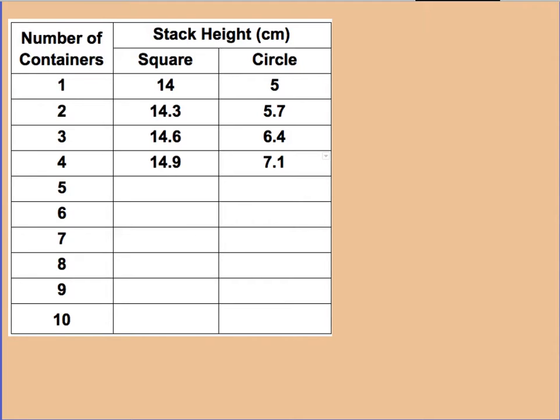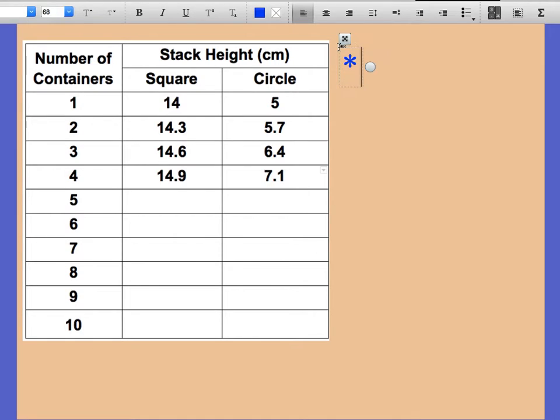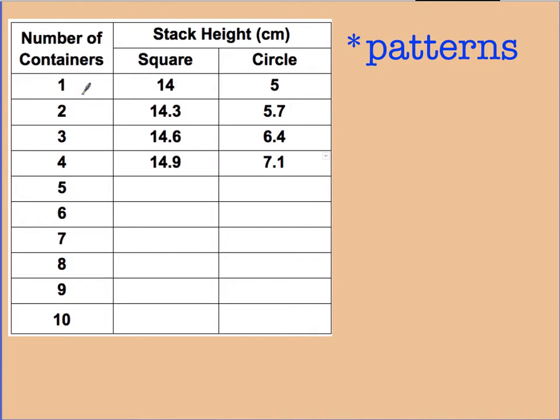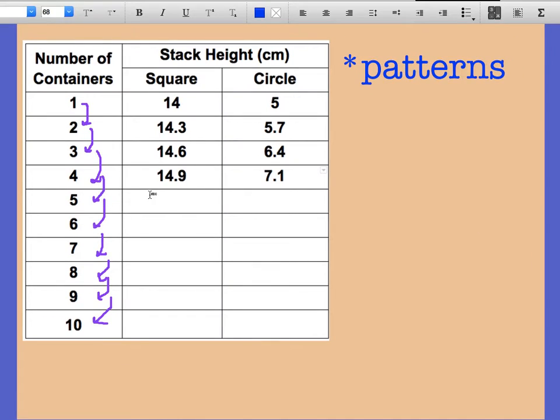When I look at a table like this, the first thing I want to do is look for patterns. So are there any patterns here that we notice? Well, let's see how this goes. The number of containers keeps increasing by 1. All right, so when we see this, this is a good sign for us. If I do find a pattern with the height, then we can just keep on going with our pattern. So 14, 14.3, 14.6, 14.9. Looks like it's going up by 3/10 or by 0.3 every time here.